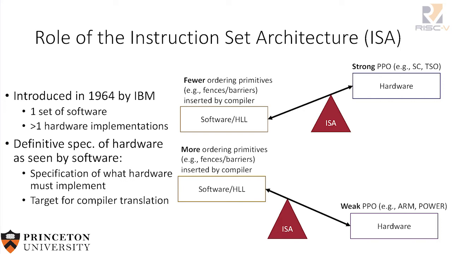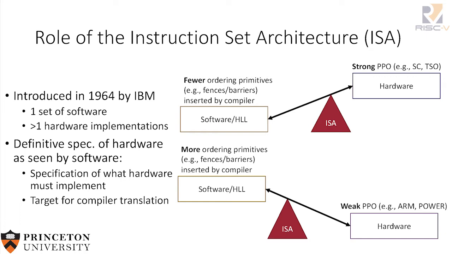Just a little background, a quick plug for the importance of a complete ISA memory model: IBM first introduced this notion in the 1960s as a way to write one piece of software and have that software run well on a variety of different hardware implementations at different price points for different customers. So the ISA memory model, and the ISA in general, has to be the definitive spec of what hardware looks like as seen by the software. Hardware has to implement the ISA in order to be considered a valid instance of that ISA, and it's also the target for compiler translation.